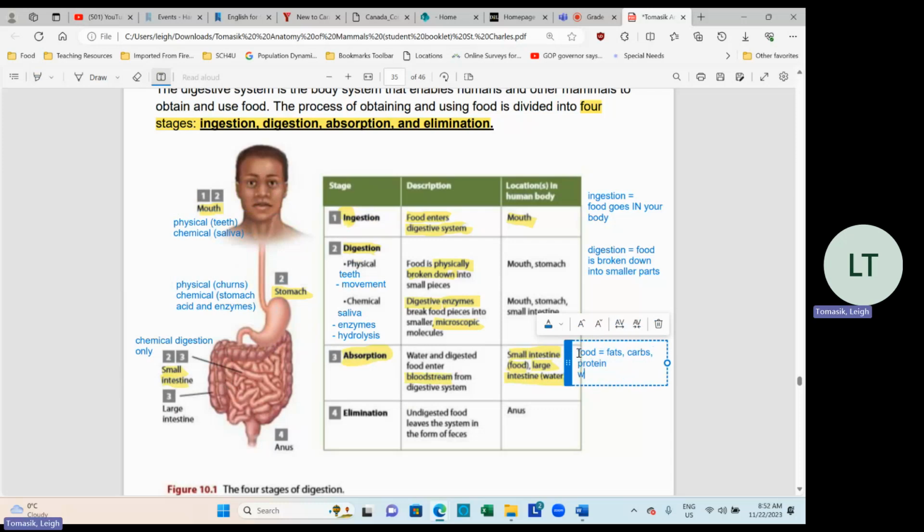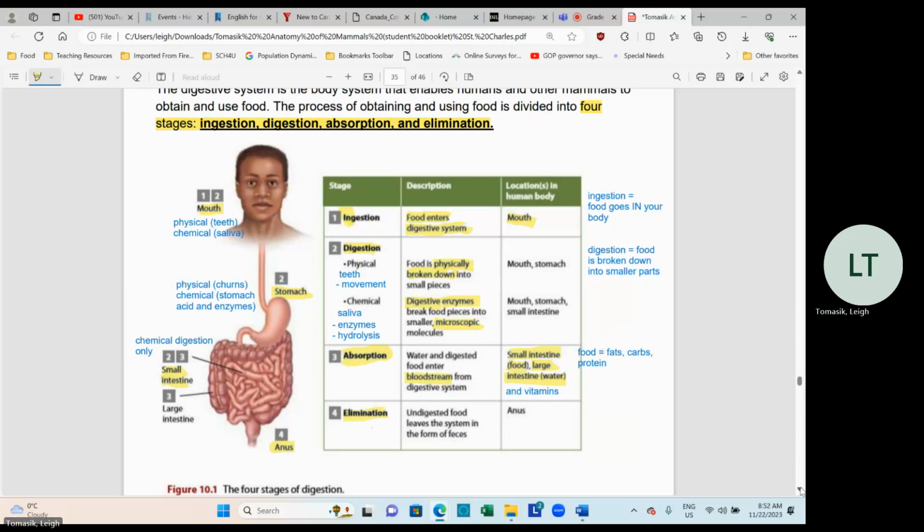And water and some vitamins are in the large intestine. So I'm going to just add in vitamins over here. Okay. And then after we have absorbed all of the nutrient parts of food, the rest is removed from our body, right? We call that elimination in science, right? But it's just a fancy word for pooping. And so that happens at the end of your digestive system.